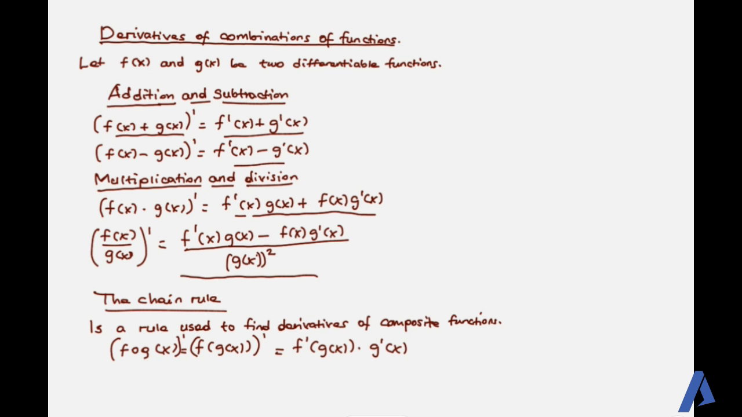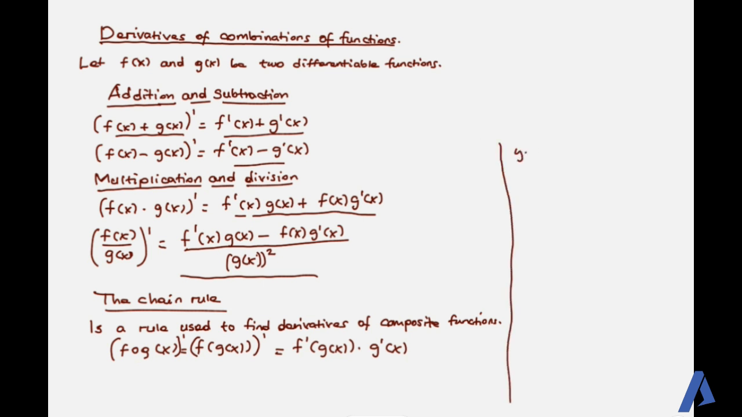What is the chain rule? A rule used to find the derivatives of composite functions. That is, for f of g of x, the derivative is equal to f derivative of g of x multiplied by g derivative of x. We can prove this by using the substitution rule.